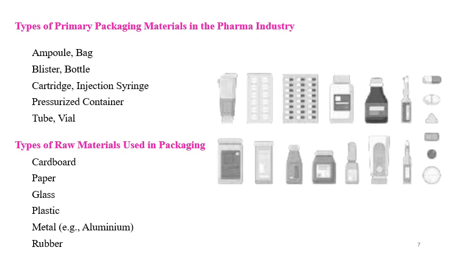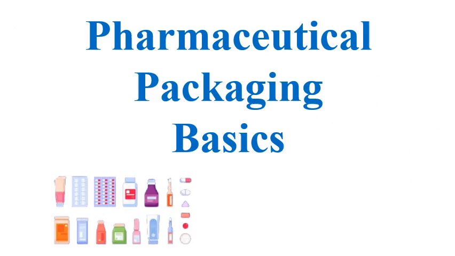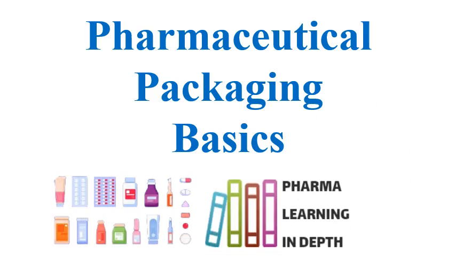vials are for injectables. Types of raw materials used in packaging. Packaging can be done with glass, plastic, metals, rubber, paper, cardboard. These are all the raw materials used in packaging. Pharmaceutical packaging is very important as it protects the quality of pharmaceutical formulation and is also related to the safety and efficacy.